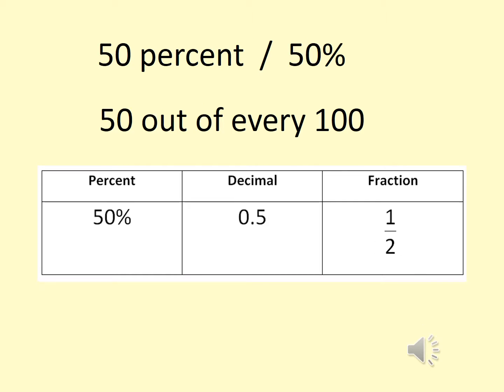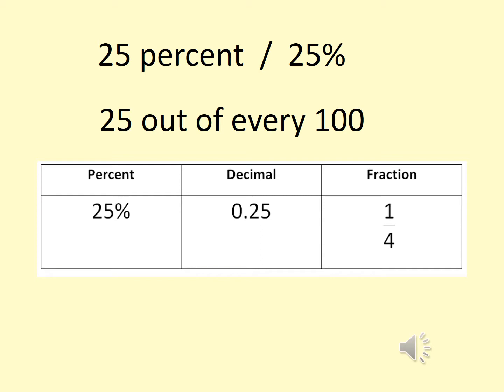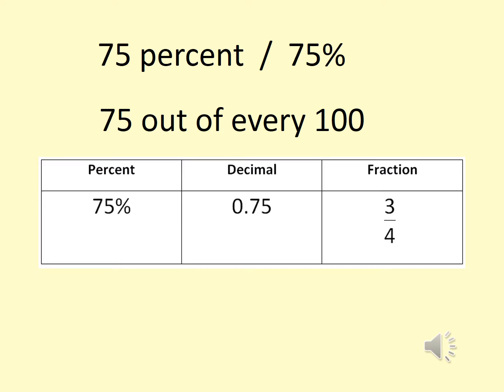50% is the same as a half, so 50% as a percentage, 0.5 as a decimal, and half as a fraction. 25% is the same as a quarter, so 25%, 0.25 as a decimal, and a quarter as a fraction. And 75% is the same as 0.75 as a decimal, and of course 3/4 as a fraction.